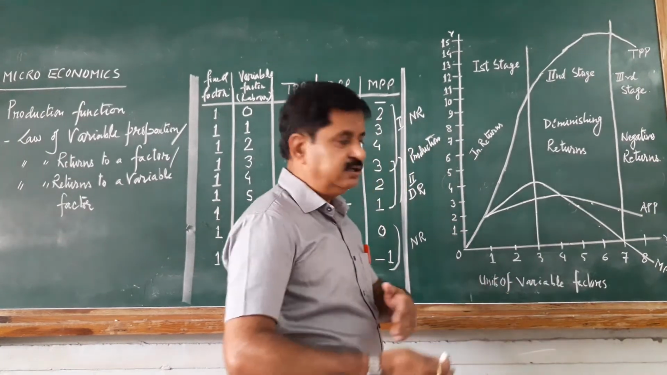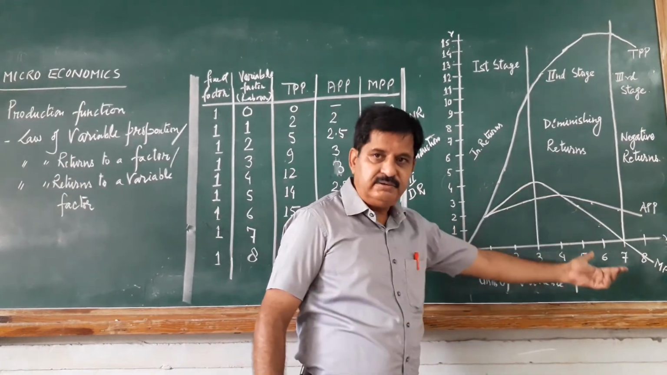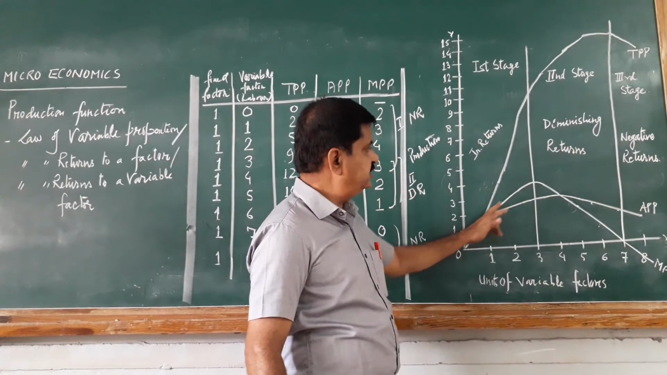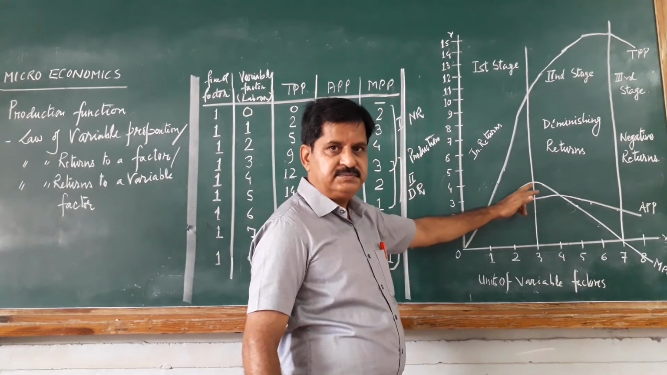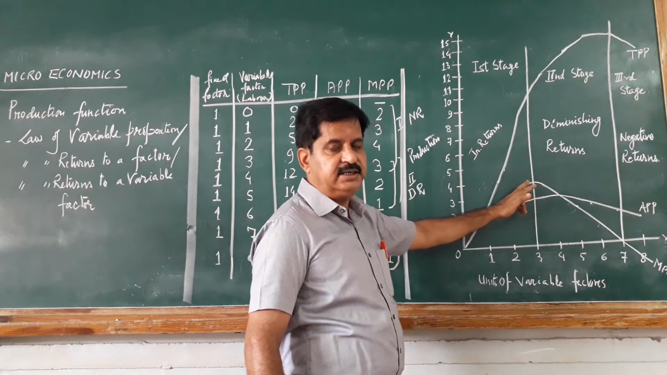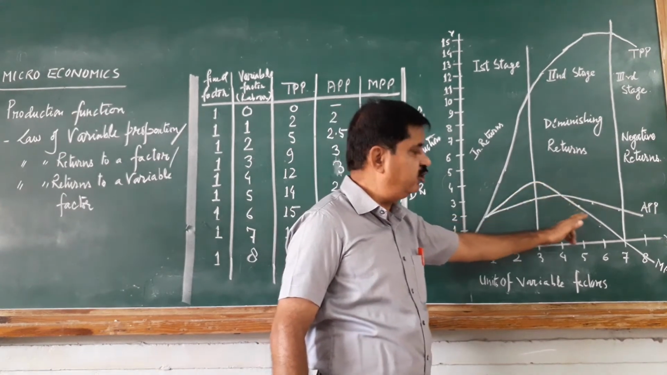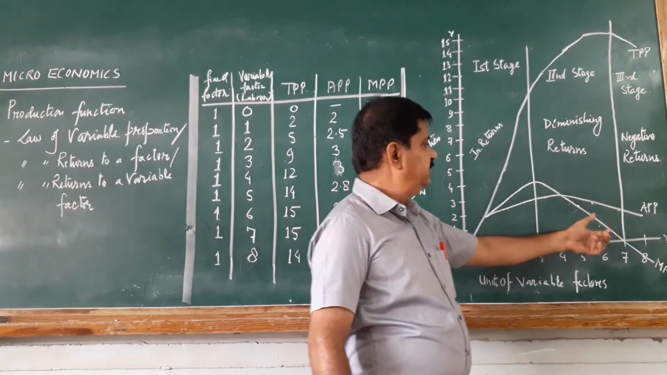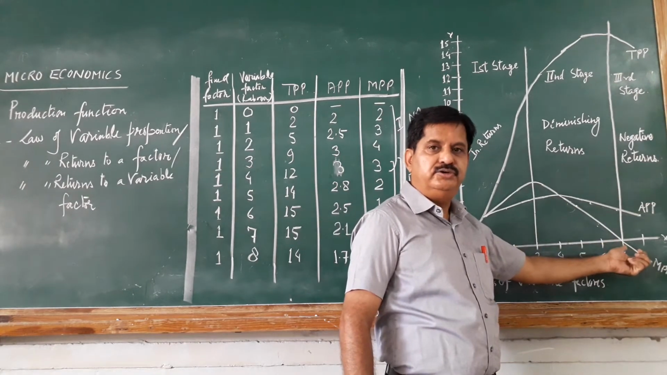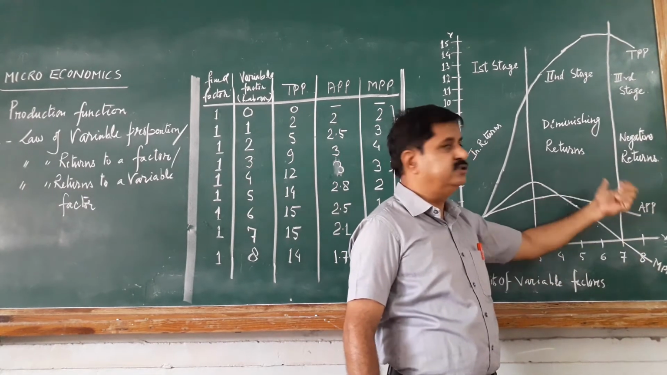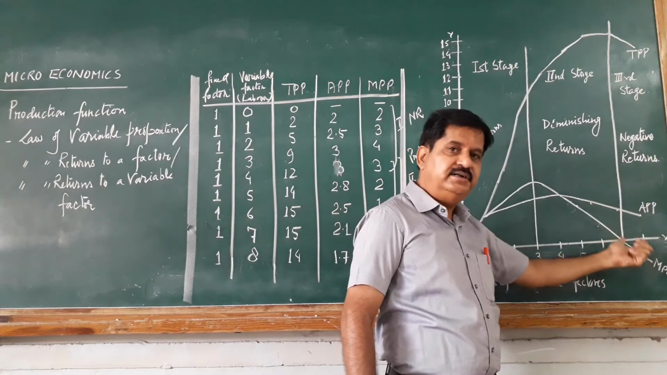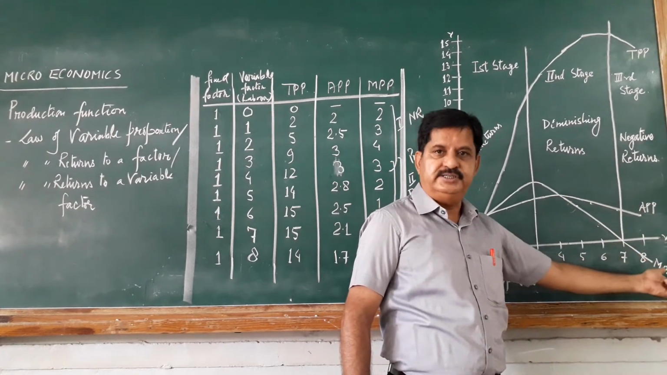When we draw the MPP curve, in the first stage MPP increases and reaches highest at the end of first stage. Then in the second stage it starts falling and reaches 0 at the end of the second stage, and in the third stage it becomes negative.